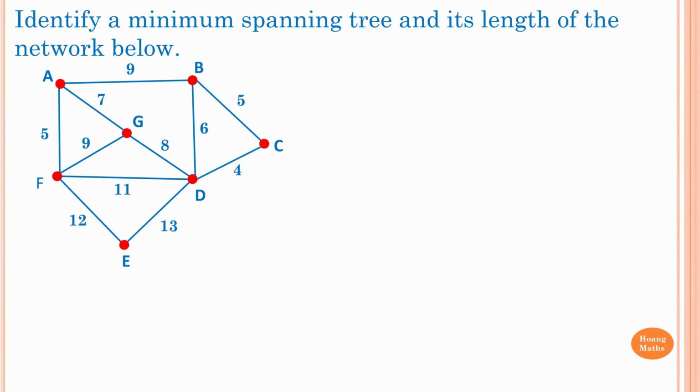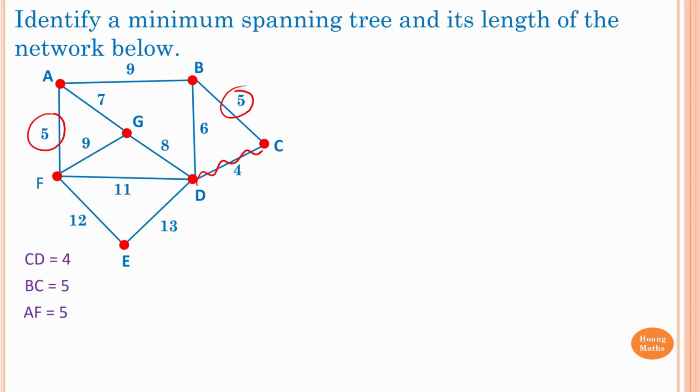First one, identify a minimum spanning tree and its length of the network below. With Kruskal's algorithm, step number 1, we need to write out all the edges in ascending order. So by looking at this network here, 4 is the smallest one, which is CD, we write that out first. And then we have BC, which is 5. Done. And then we have 5 here as well, which is AF.